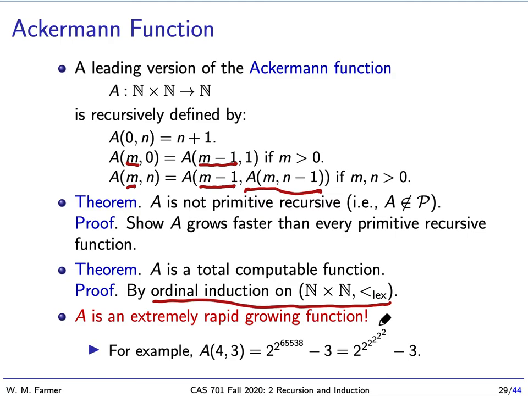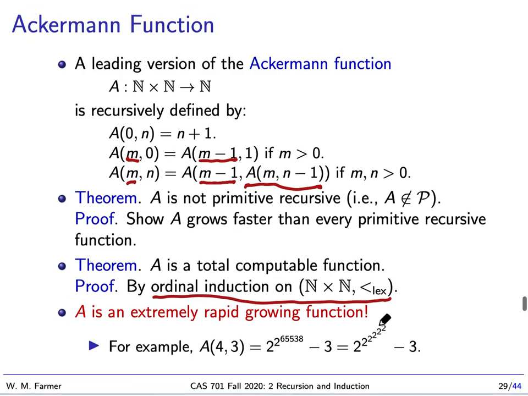Okay, so let's sum up. We have this class of computable functions called the primitive recursive functions. All the members of this class are total. There are total computable functions that are not in this class, but this class is still very big. An example of a function that's not in this class is the Ackermann function.